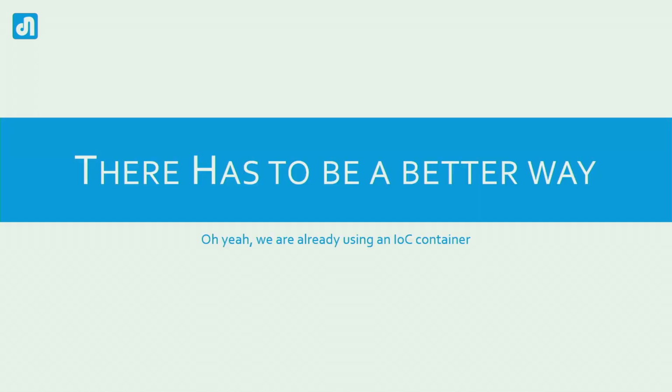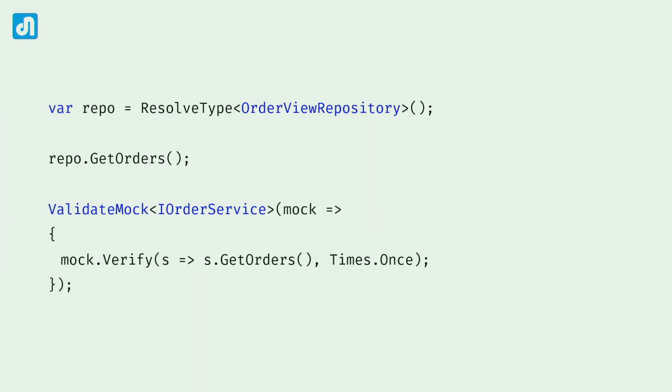And I realized I'm using IOC everywhere. What if I could write a test that was something more like this, where I just say, hey, give me the type I want. I'm testing the order view repository, get my orders, and hey, validate mock that an IOrderService was called, that GetOrders was called on it once, and everything. So I started working down that route.